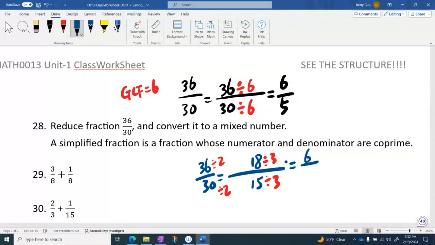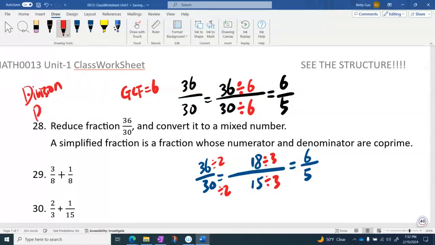18 divided by 3, 15 divided by 3, 5. And we can get a process done through multiple steps. You don't have to do one step. Okay? We are allowed to divide the numerator and the denominator of a fraction by the same non-zero number. That is called the division property of a fraction.